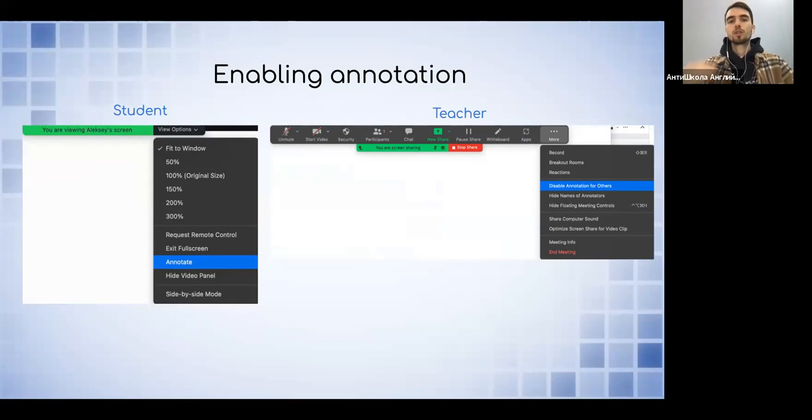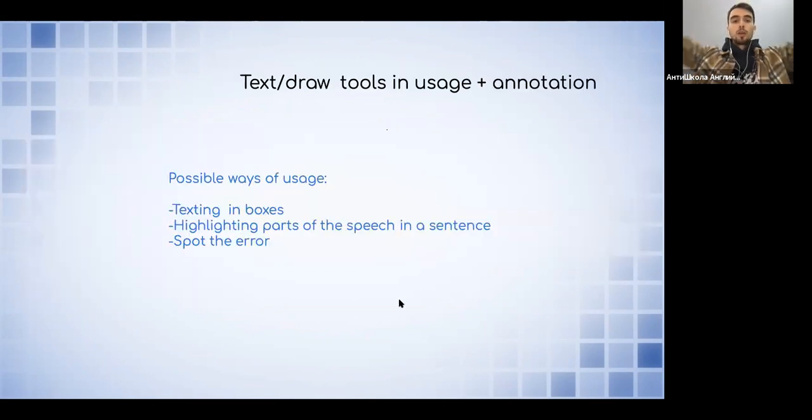So basically your students need to remember how to do action number 1: student, view options, annotate. That's what you have to do. We will practice this right now. Later on, we will try to improvise and create some sort of activity so you could see from the student perspective how everything goes. So, text draw tools and usage plus annotation. So, possible ways of usage.